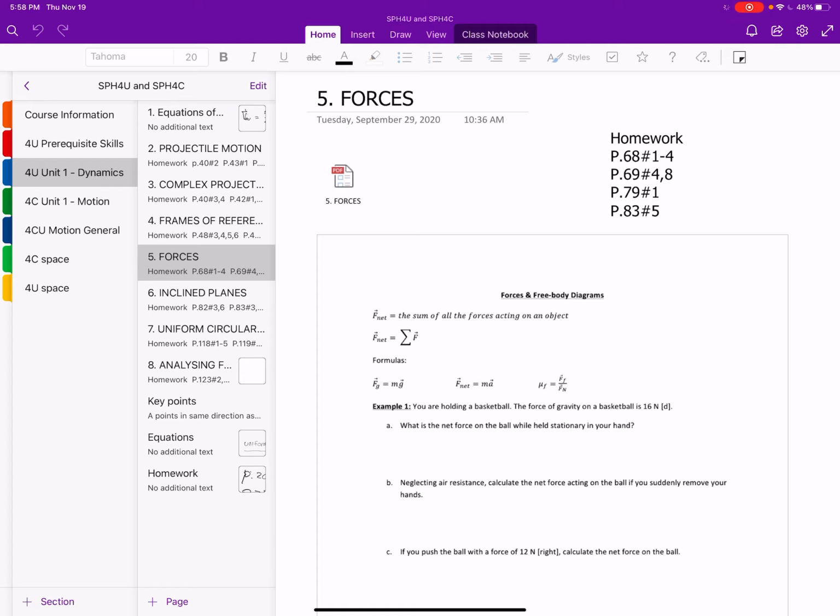So instead of talking about kinematics, right? Kinematics is the stuff we were doing before. That's velocity, accelerations, and displacements. Now we're going to start talking about forces acting on objects, as well as how to draw free body diagrams, or rather to remind ourselves how to draw free body diagrams.